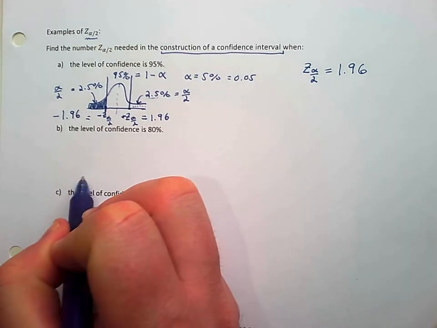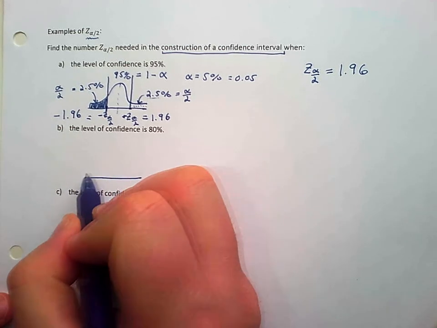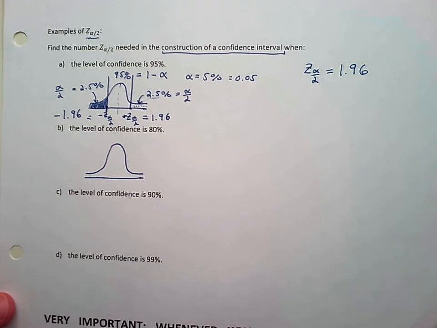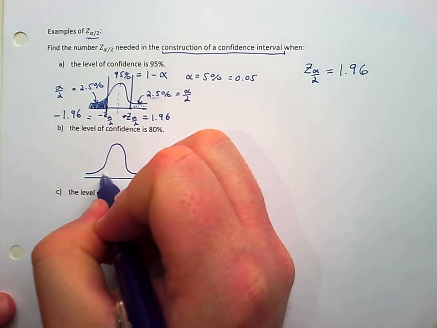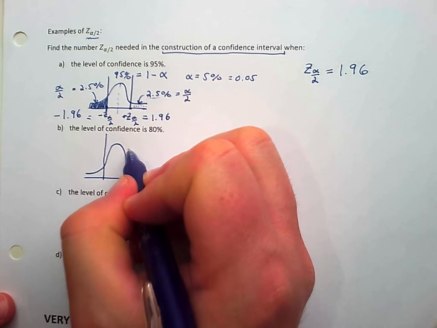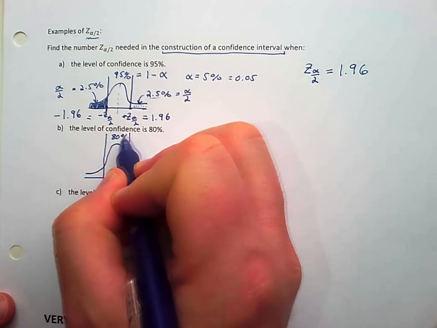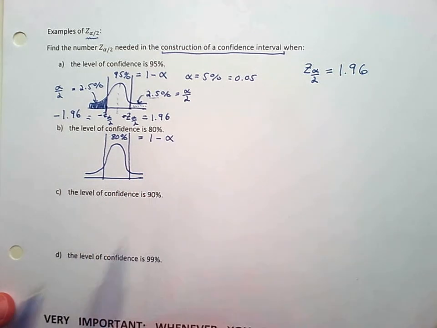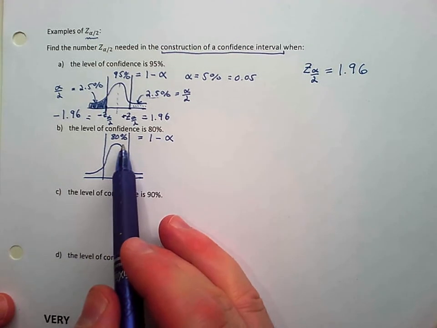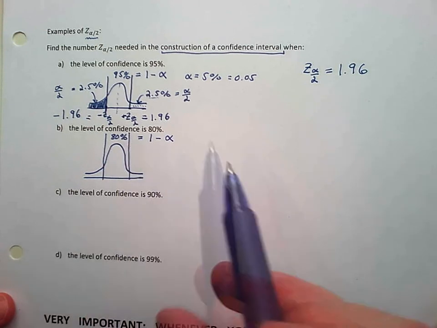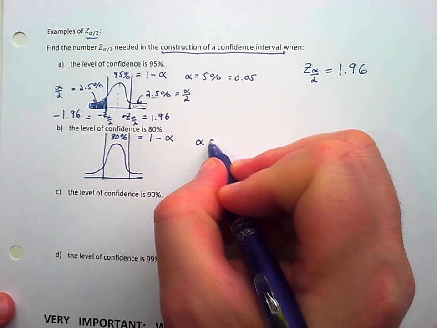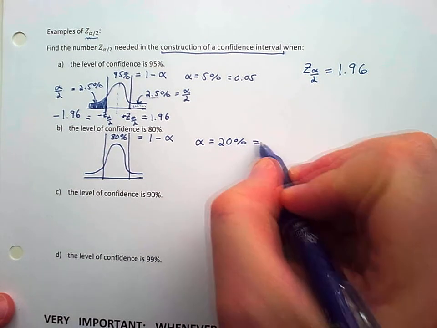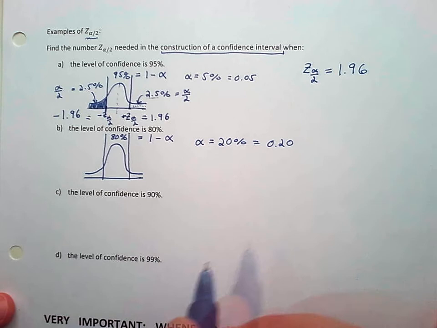All right, so here then, if we start this off the exact same way, since we're looking for z values, we know that we're going to use a bell-shaped and symmetric distribution. Now, instead of having 95% in here, we want a confidence level of 80%. And again, our confidence level is given to us by 1 minus alpha. So if our confidence level is 80%, then alpha is going to be whatever is left over to 100%. So alpha is going to be 20%, which is just the same thing as 0.20.